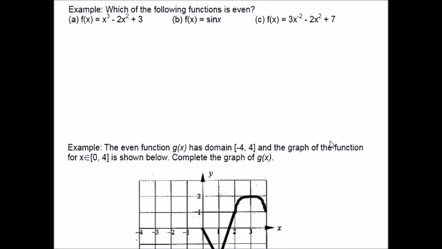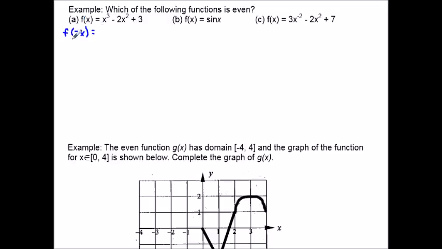So when we get into examples for this, one of the big questions we're going to get is which of the functions is even. In order to do this, we are going to have to plug in negative x for each of these functions. So I'm going to start with a. So I'm going to have f at negative x.